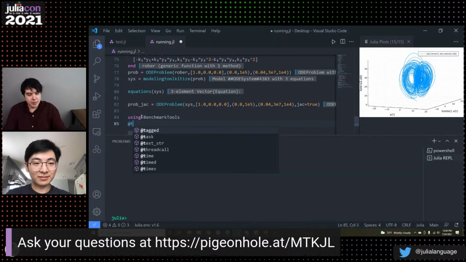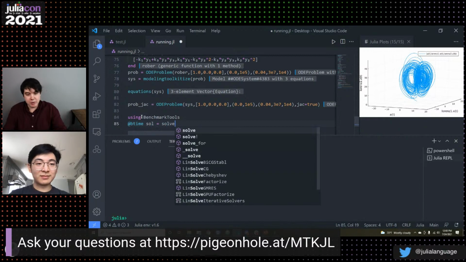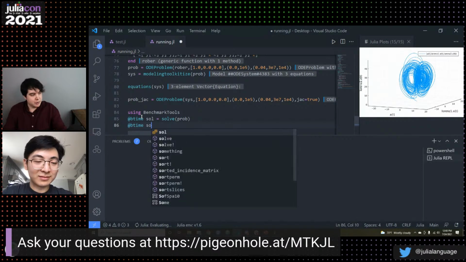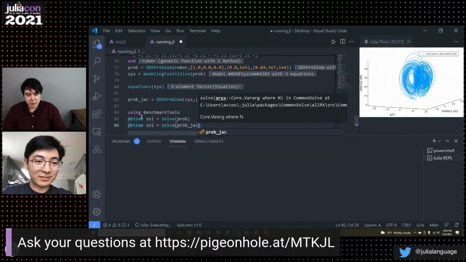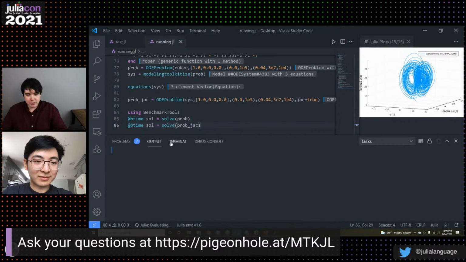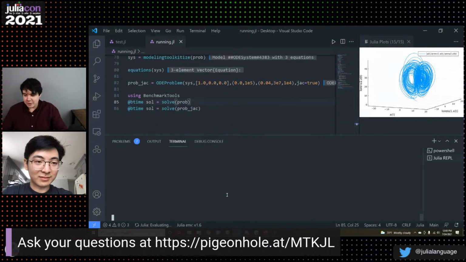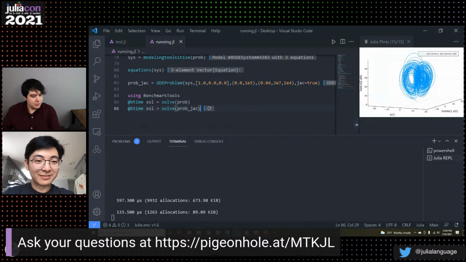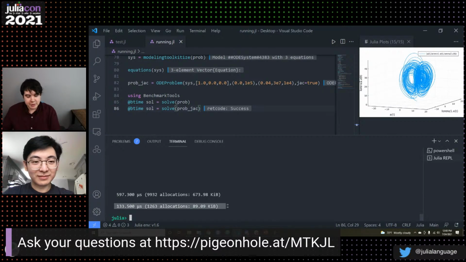And if we solve this, let's use BenchmarkTools, @btime sol = solve the original problem, right? And we can check this against @btime sol solving the problem with the Jacobian. I'm not quite sure why VS Code is doing some weird printing here, but there is our first time. And now we'll do the second benchmark. And ta-da, this made it quite a bit faster, right?